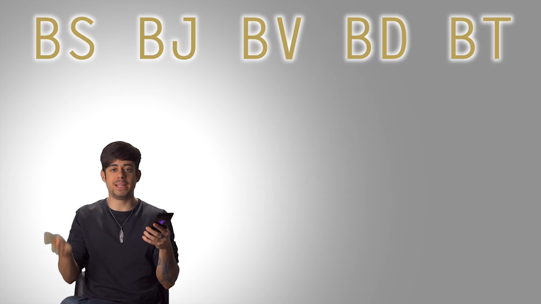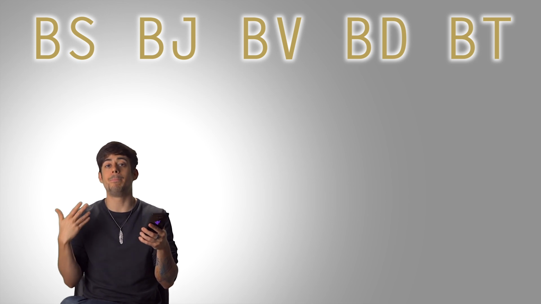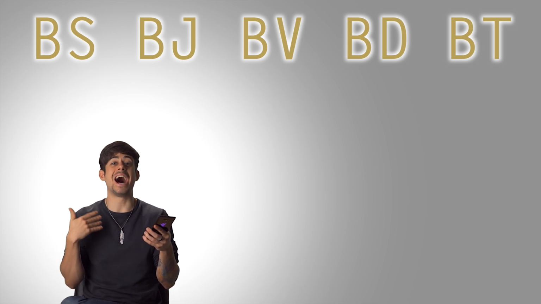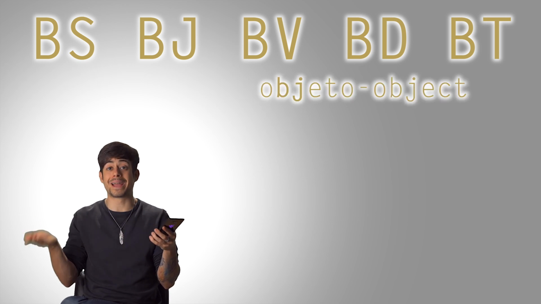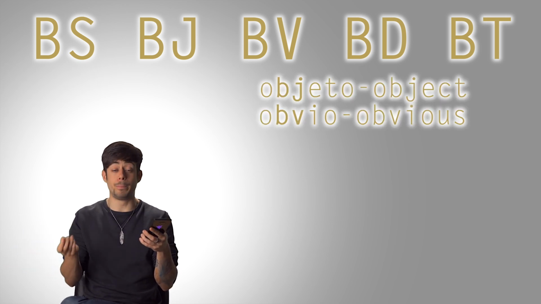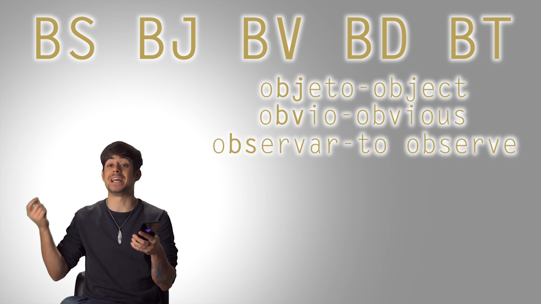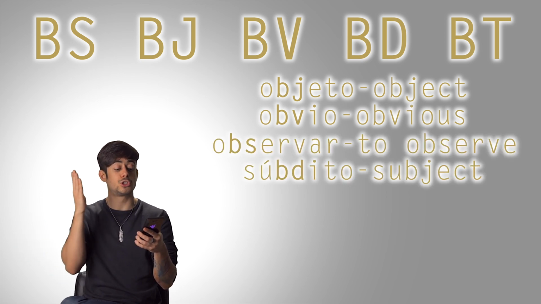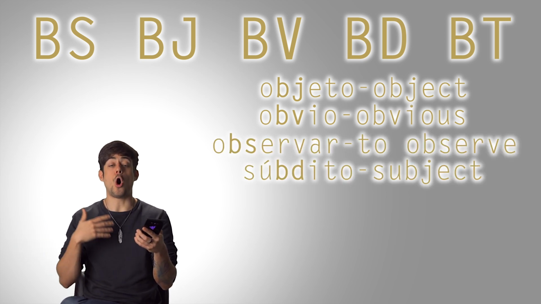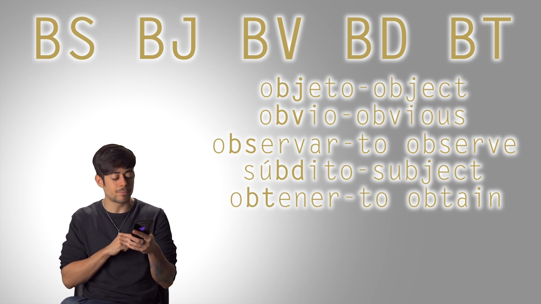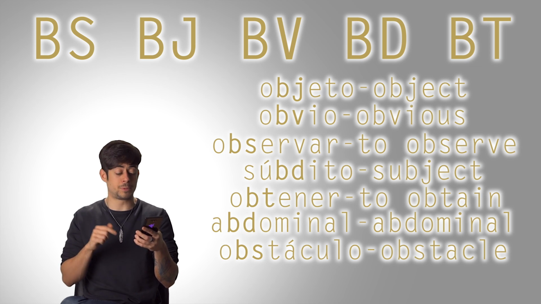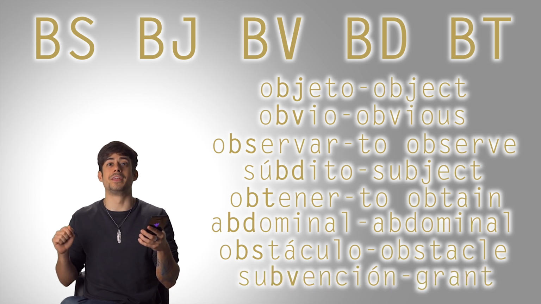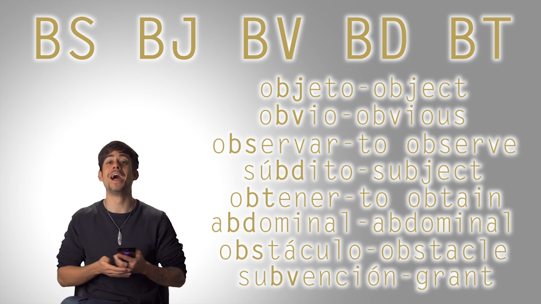Words with BS, BJ, BV, BD, and BT, don't laugh. For example, objeto, object, obvio, obvious, observar, to observe, súbdito, subject, obtener, to obtain, abdominal, abdominal, obstáculo, obstacle, subvención, grant.